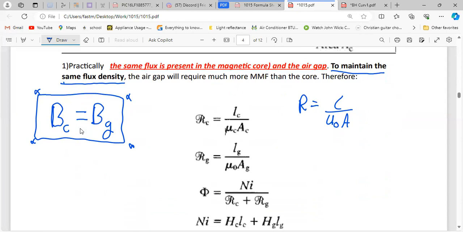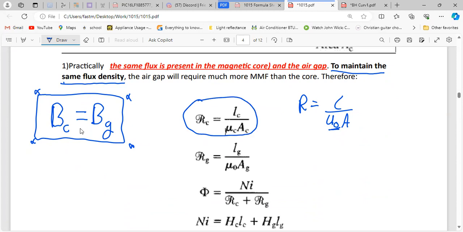And mu 0. Why use mu 0? Because you can't use mu r. Remember, you're in air, so the permeability in air is mu 0. Nice. So that is how you can calculate the reluctance.